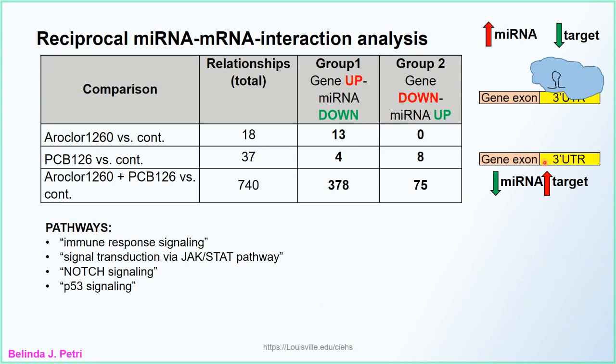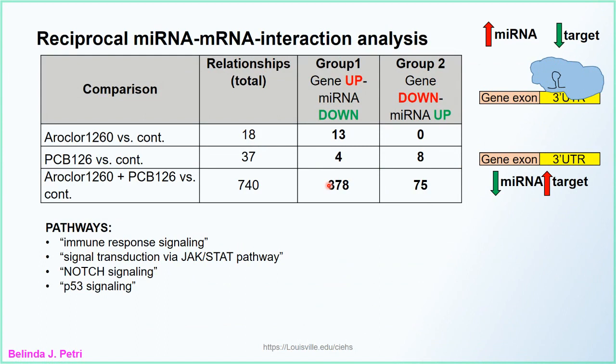So Belinda looked at reciprocal microRNA-mRNA interactions. So the first group identified here is where you have a gene up and the microRNA down. So that would be this situation. And she identified this number of differences in the different PCB exposure groups. And then gene group two is where we have what we would think of as the usual pattern, where we have a gene down and a microRNA up. Most of us think about microRNAs this way. MicroRNA is up, the target is down. And so there were actually none in that Aroclor 1260 group, 8 in the PCB group, and 75 in the combination exposure group, Aroclor 1260 and PCB co-exposure. Again, we're seeing most changes or reciprocal relationships in the co-exposure group. That's because that's where we saw the most microRNAs and the most gene changes versus the vehicle control.